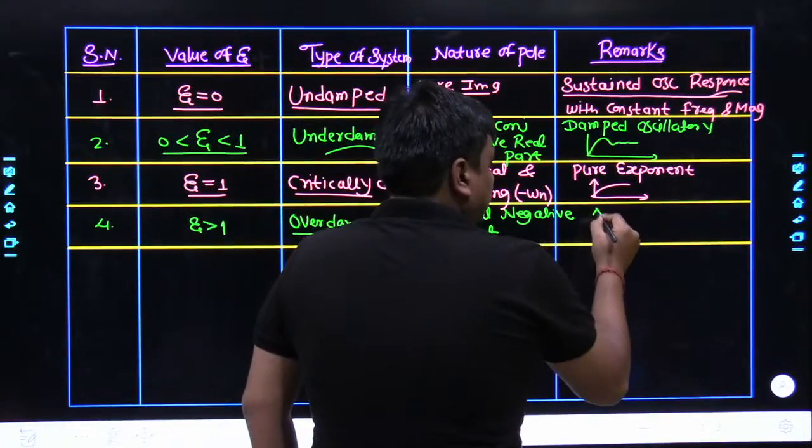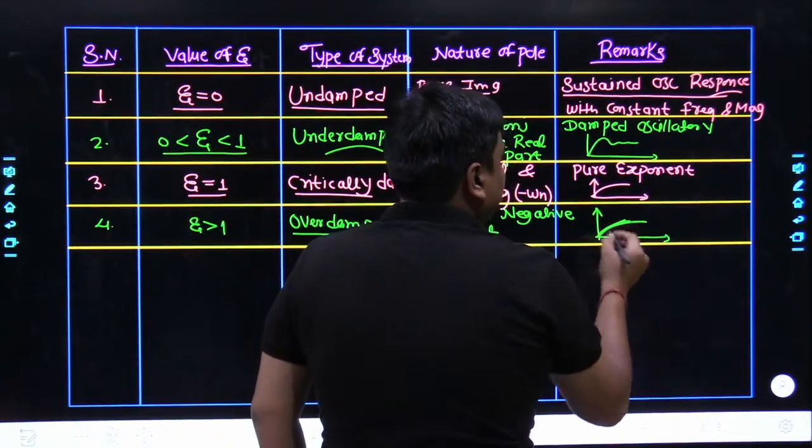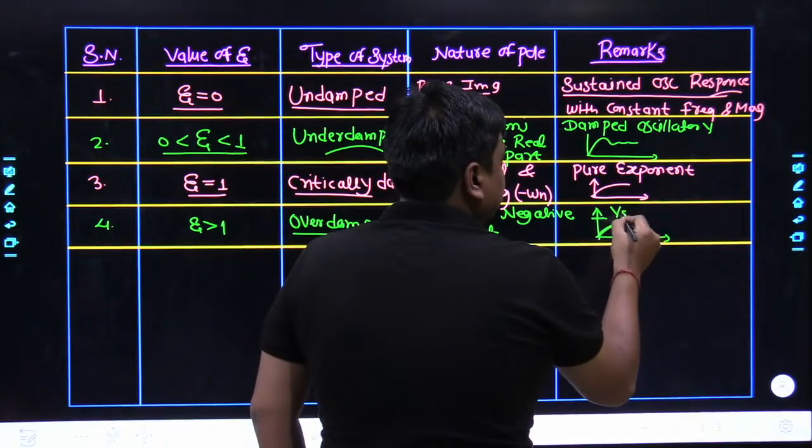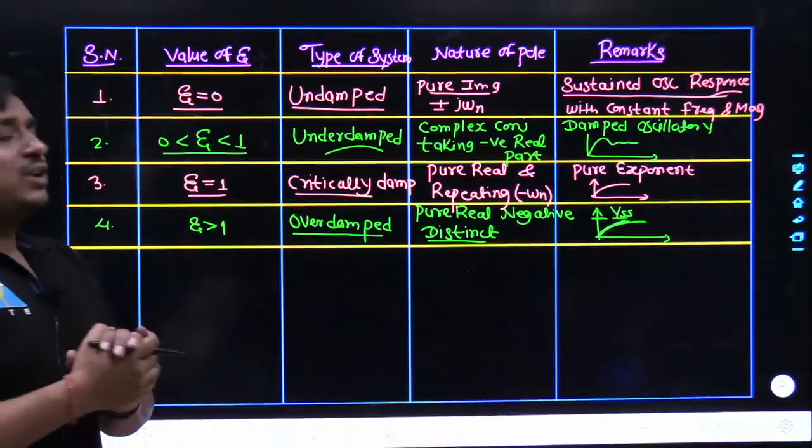And here, if we talk about the output, it would be more and more sluggish. That means it would take more time to reach its steady state value. Till this point, nobody should have any doubt as such.